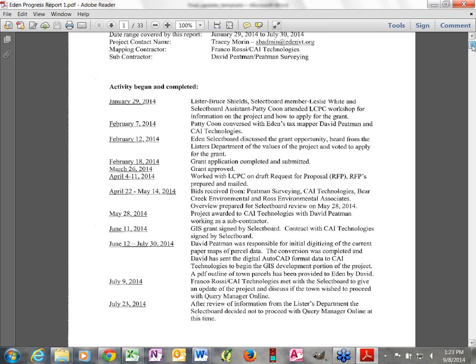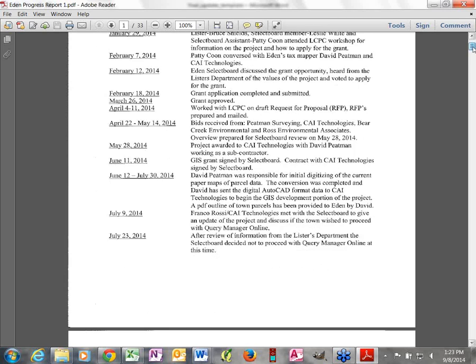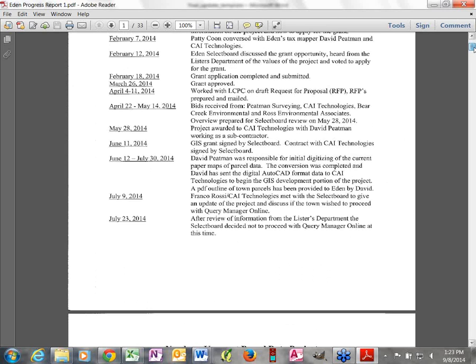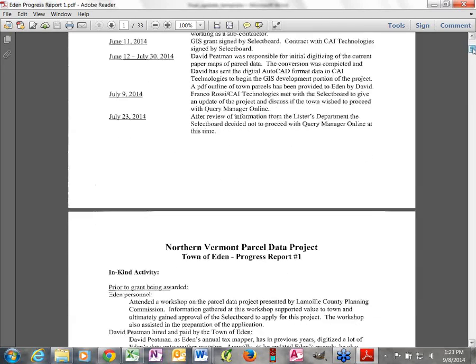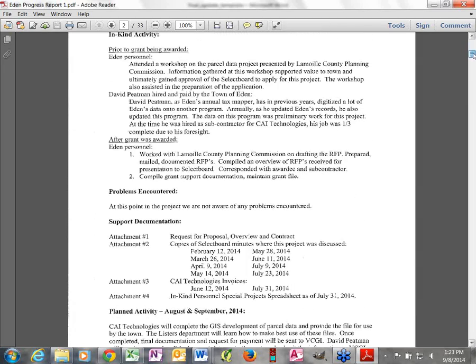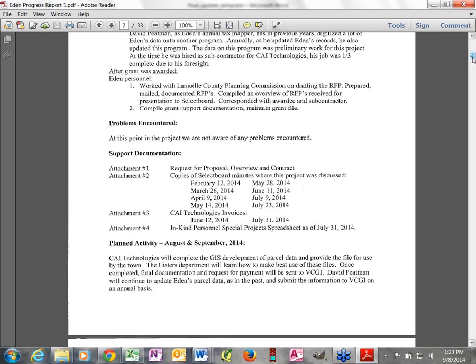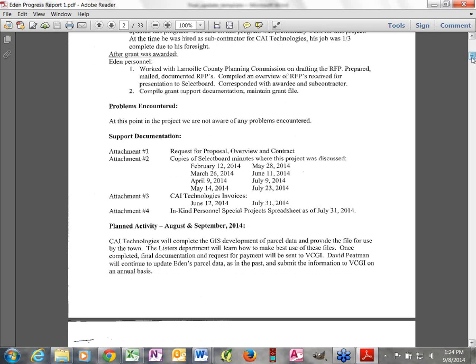So she lists out the different activities that have taken place since January. And like I said, the date of your contract is going to determine which of these activities actually can get included as in kind. And then down in the in kind, she's got that broken out a little bit, that after the grant certain things happened. And that'll sort of match up with the invoice. And there's a problems encountered section, but she doesn't have any problems. And she just lists what other documents are attached to this, which is the RFP and some invoices.